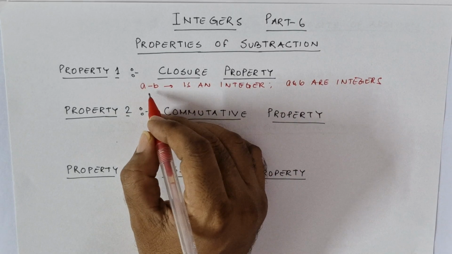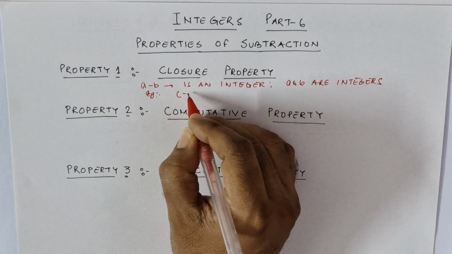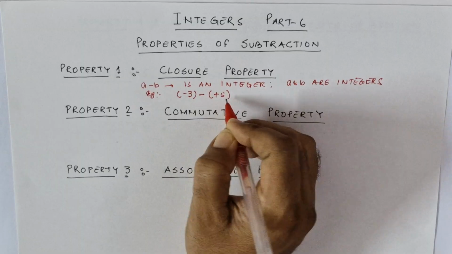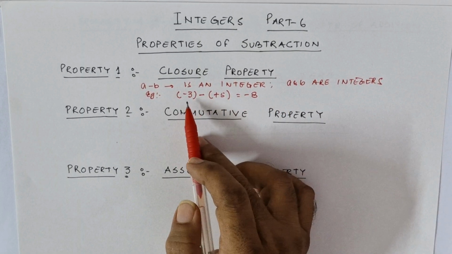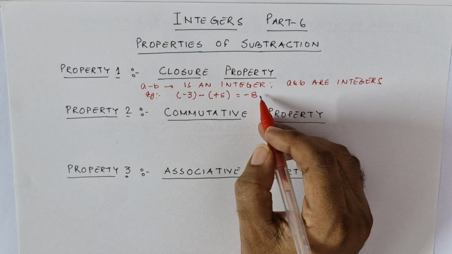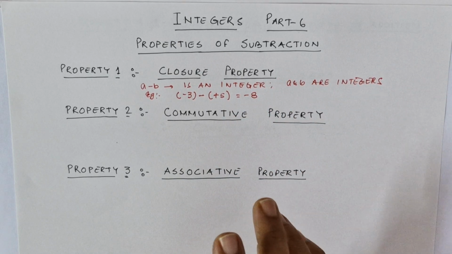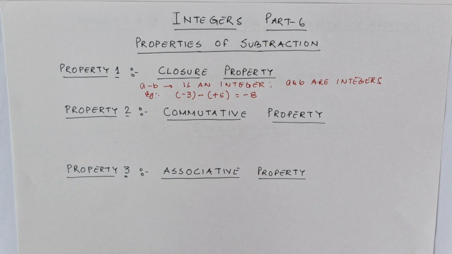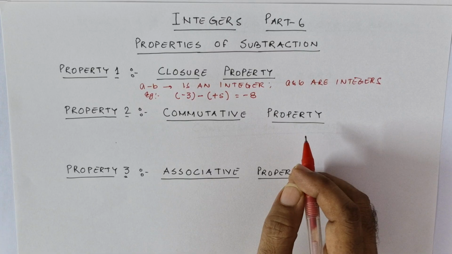Let's take an example. Minus 3 minus plus 5 results in minus 8. We have taken two integers, we have subtracted, and the result is an integer. So the closure property holds true for subtraction as well as for addition. Got it? Let's move to property number 2, which is the commutative property.